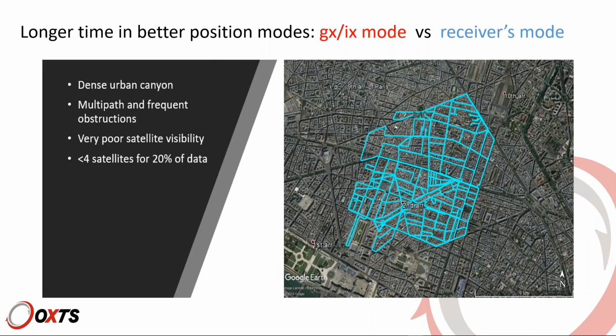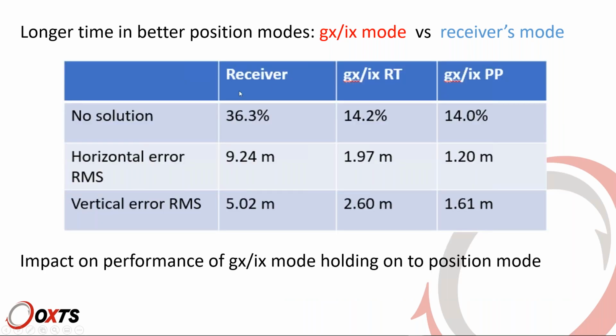Okay, 2 examples of use cases, tests that we've run. The first one was done in Paris. In a very dense urban environment, a lot of obstructions, a lot of multipath, poor satellite visibility, and fewer than 4 satellites for 20% of the data. The results were that the receiver solution was in no position mode, no solution at all, basically, for 36% of the time.